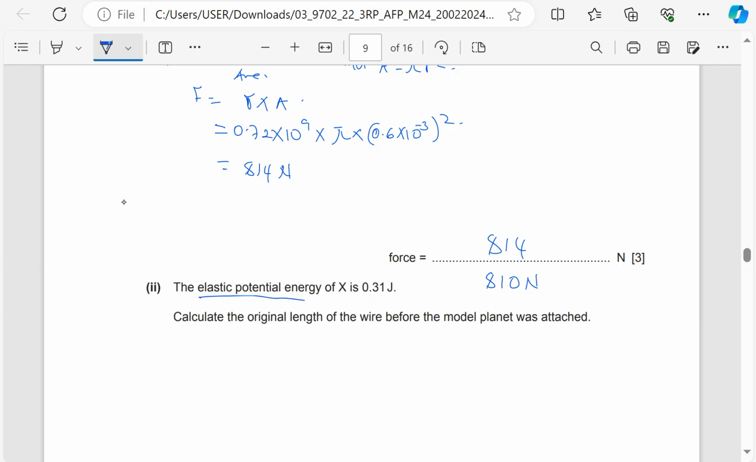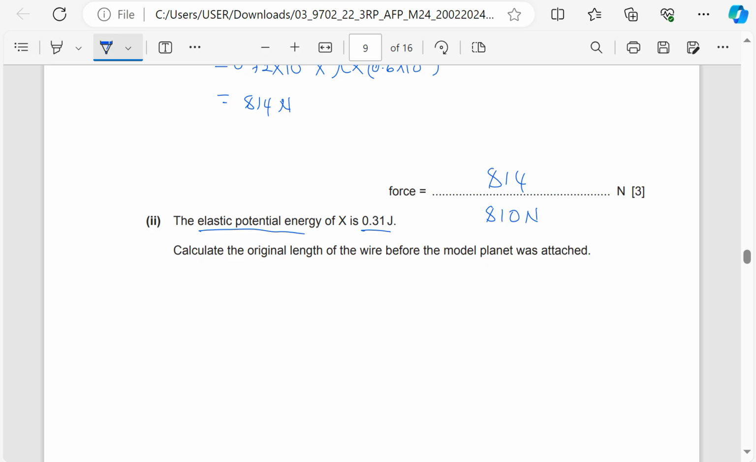The elastic potential energy of X is 0.31 joules. Calculate the original length of the wire before the model planet was attached.